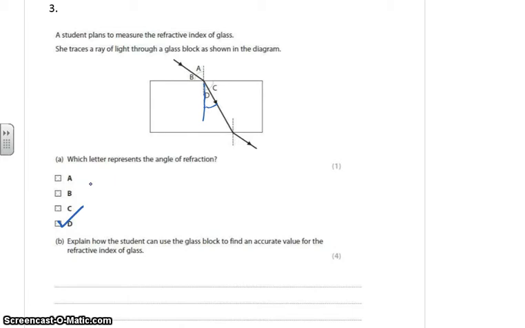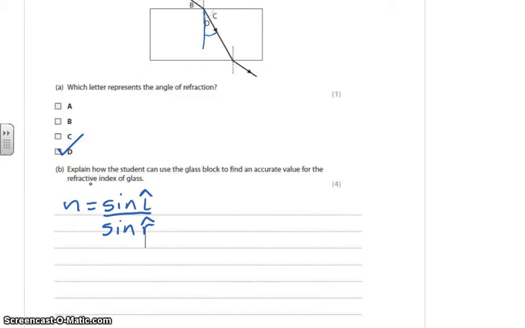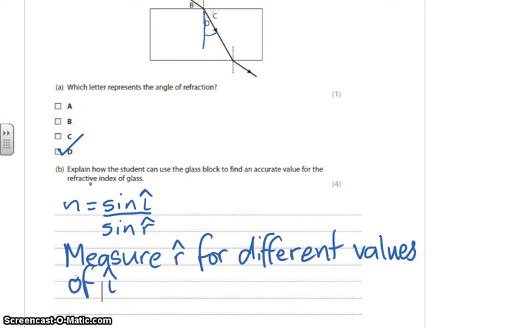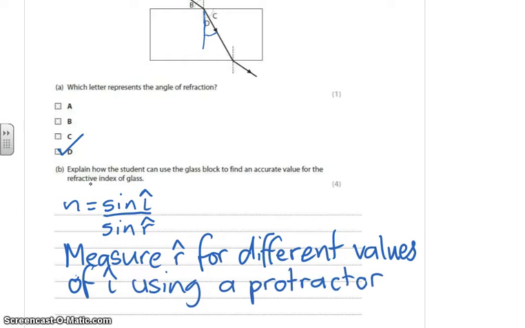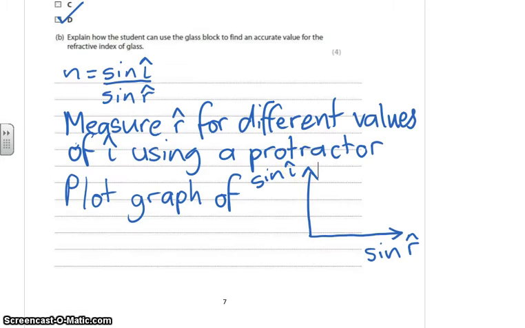Explain how the student can use the glass block to find an accurate value of the refractive index of glass. First of all we need to know this equation, that n, the refractive index of the glass, is equal to sine i over sine r. The first thing you're going to need to do is vary i and then measure i and r. And of course the thing we use to measure angles is a protractor, so you need to say that as well. The next step is that you need to plot a graph.